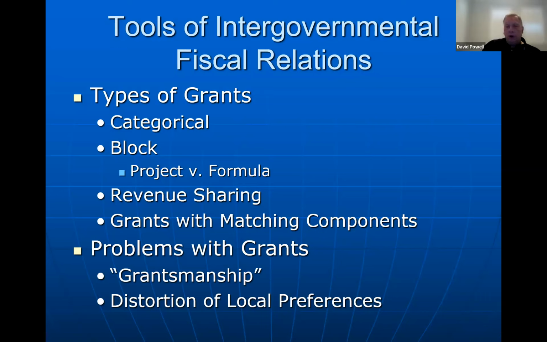General revenue sharing was literally a program whereby the national government would take a percentage of federal income tax revenue and then turn that money over to state and local governments with very few strings attached. To take a percentage of federal income tax revenue, give it in grant money to state and local governments, and essentially tell them, you may spend this money in any way that you see fit.